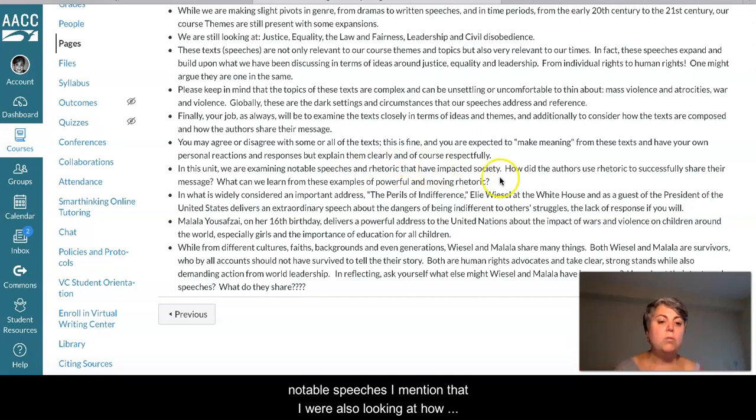I mentioned that. We're also looking at how the authors used rhetoric to successfully share their message. How did they successfully communicate that message? And what can we learn from these examples of powerful and moving rhetoric? Again, we're going to look at the message, but more importantly than whether we agree or disagree with the message is how the authors communicated it. What kind of language, imagery, stories did they use to share these messages and to connect with their audience? And so what can we learn from these examples of rhetoric in terms of persuasive and effective communication?